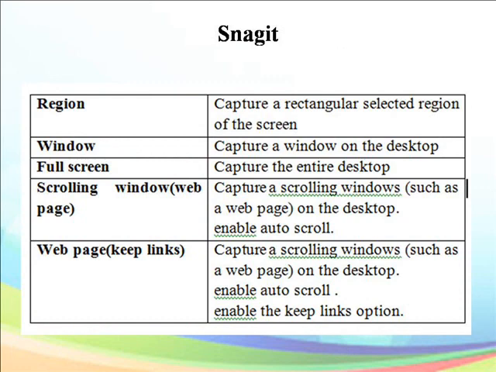Snagit region. Capture a rectangular selected region of the screen. Window. Capture a window on the desktop. Full screen. Capture the entire desktop. Scrolling window. Capture a scrolling window on the desktop. Enable auto scroll. Web page. Capture a scrolling window on the desktop. Enable auto scroll. Enable the keep lines option.